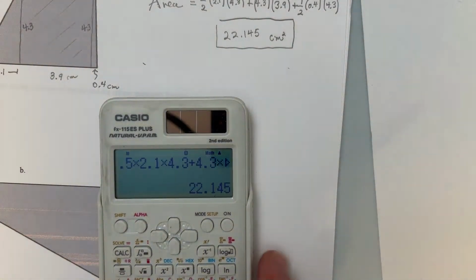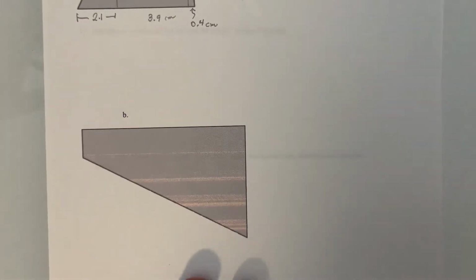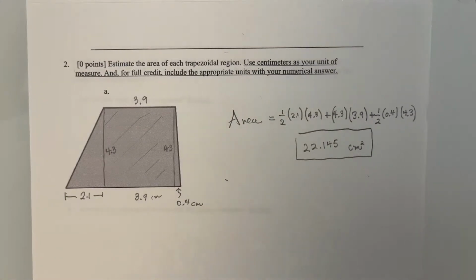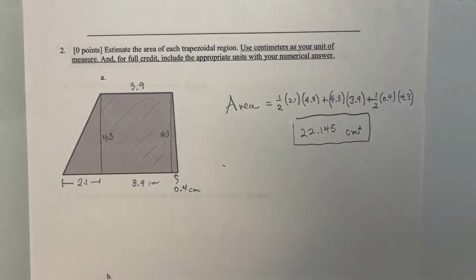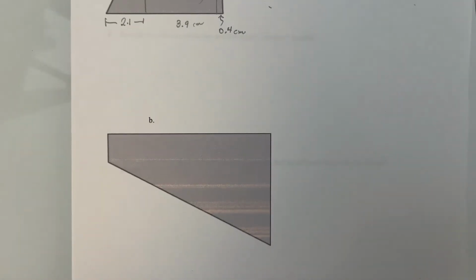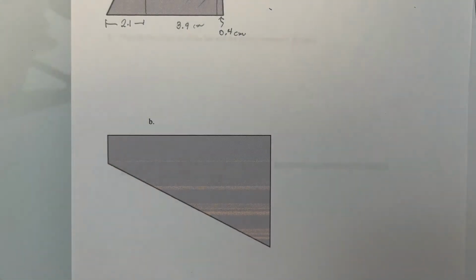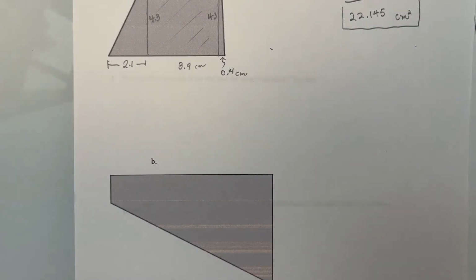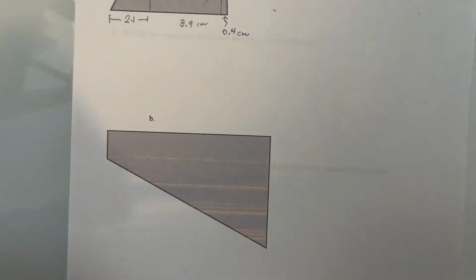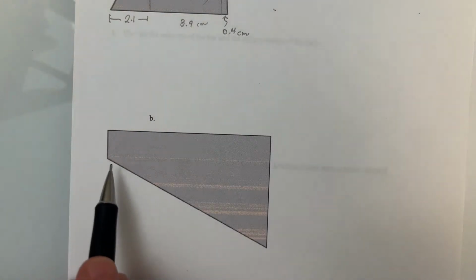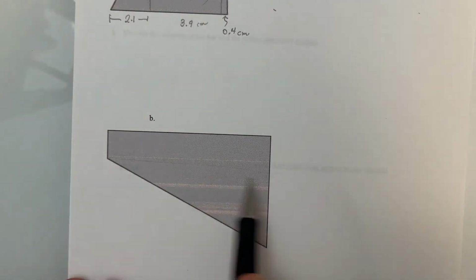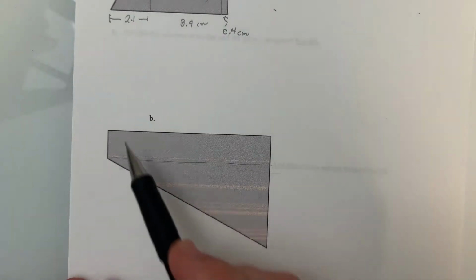Area. Okay, here's our other region. So we're supposed to estimate the area, use centimeters. For full credit, include units. Sorry for the wiggling of the video. All right, here's the next one then. So the video is not too long, I'll just treat this as a single rectangle next to this rectangle.